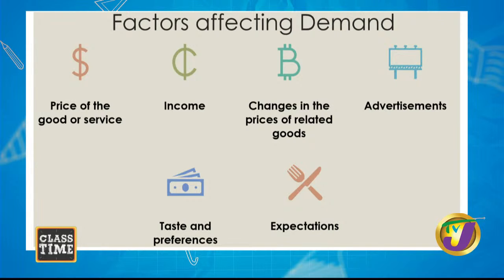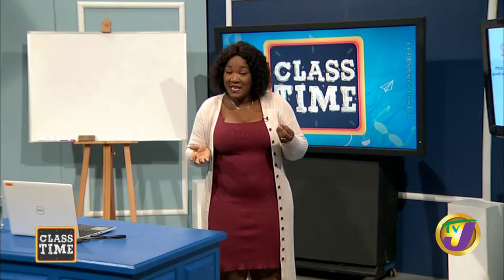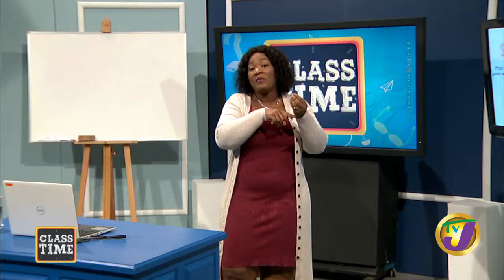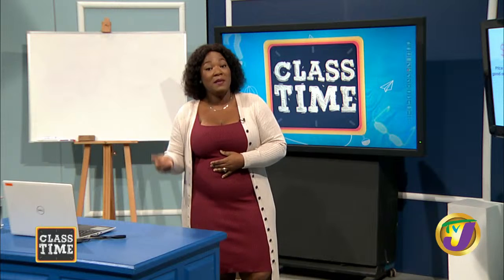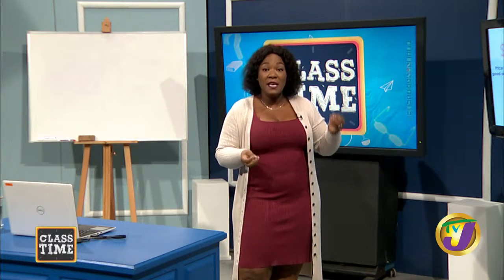Let's look at substitute items. Let's say we're looking at coffee and tea. If we have an increase in the price for coffee, it would actually increase the demand for tea, because the price for coffee is so high that some persons will revert to the substitute, which is tea. So hence you'll have an increase in the demand for tea. That is how a change in these prices impacts related goods.